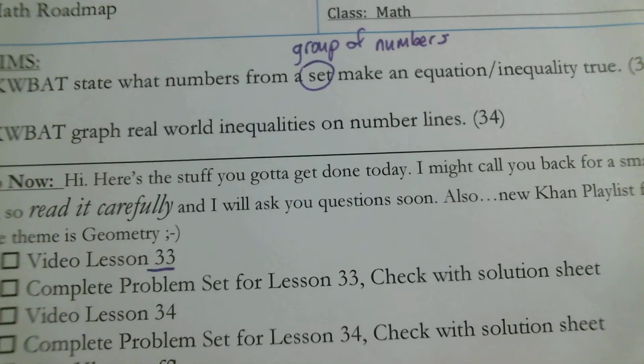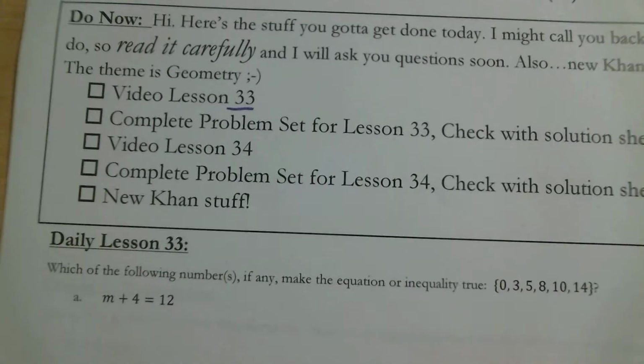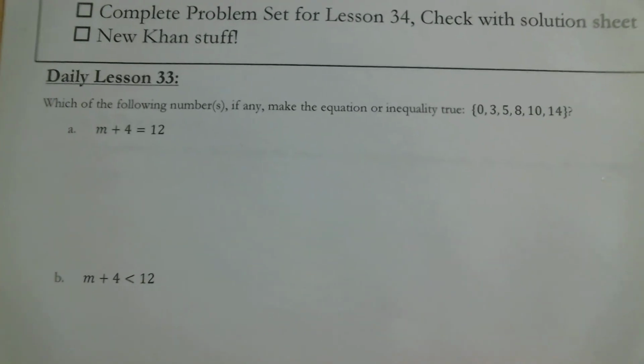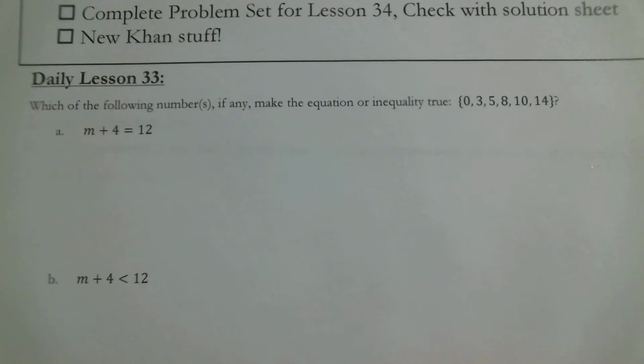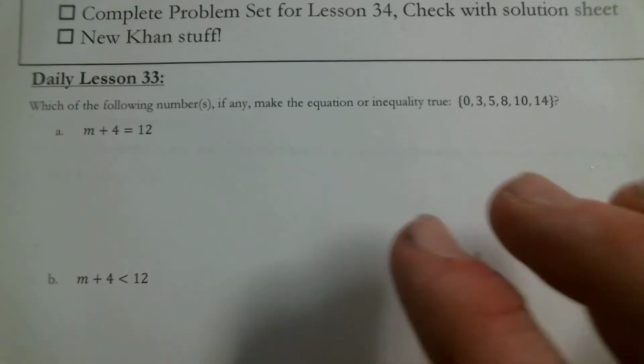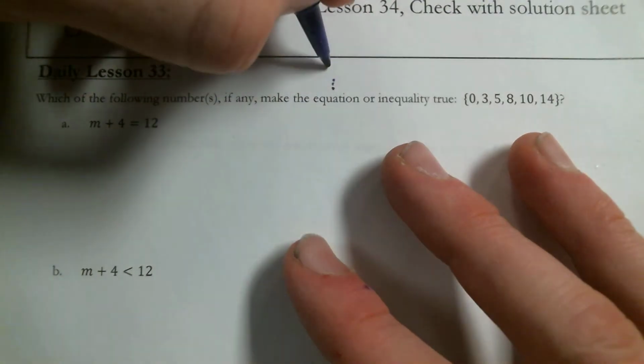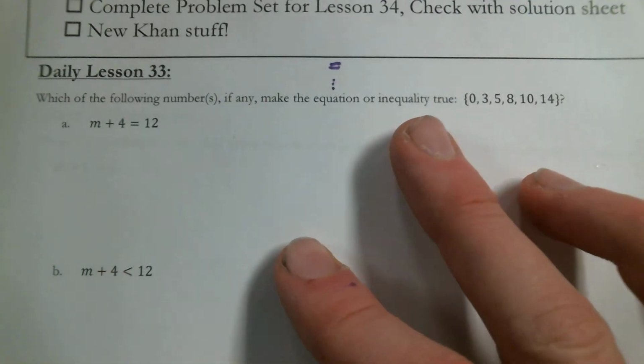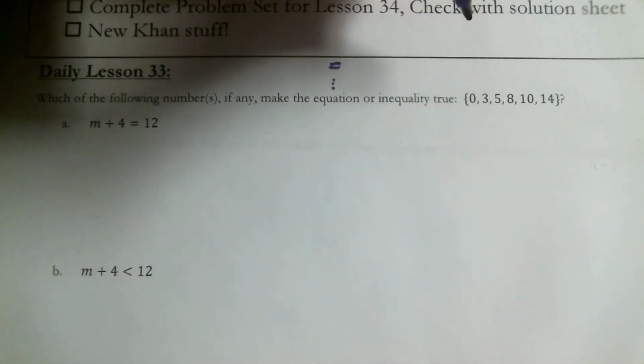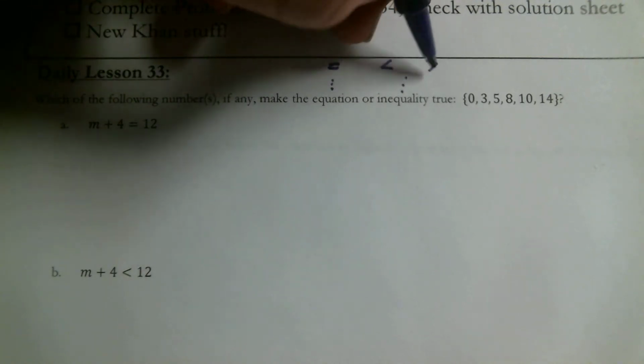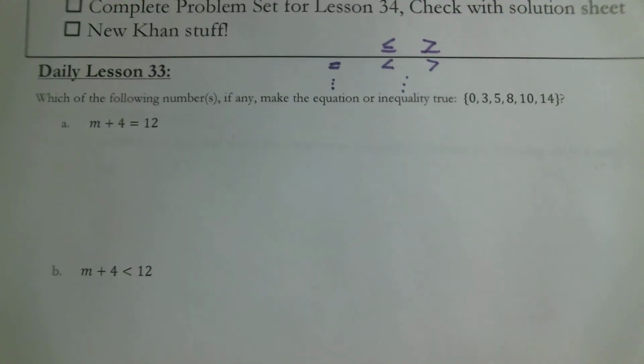So it actually makes your life easier than some of the early lessons we did about this. Basically, all I'm going to do is take a look at my equation here. It says, which of the following numbers, if any, make the equation or inequality true? Remember, equations always have equal signs. Inequalities, oh gosh, my fingers are dirty. Sorry. Inequalities are less than, greater than, less than or equal to, greater than or equal to. That's what each of those are.